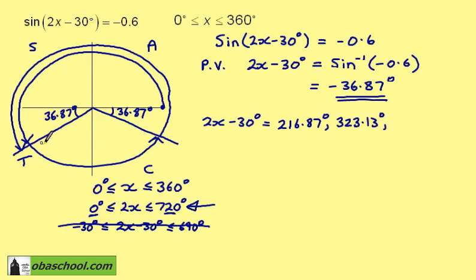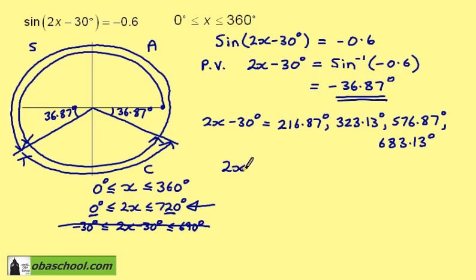Remember, this solution is 360 degrees since we met this one, so add 360 onto the 216.87 to get 576.87 degrees, and then continue on to meet this solution. Again, this is 360 degrees since we met this solution, so add 360 onto that solution to get 683.13 degrees. There are no more solutions if we continue on to 720 degrees.